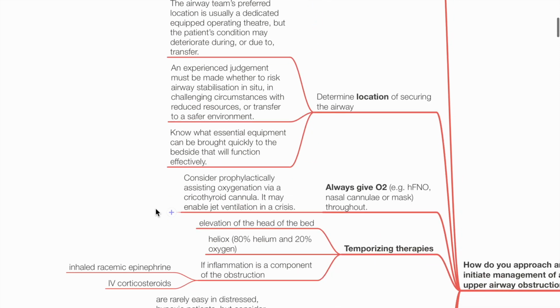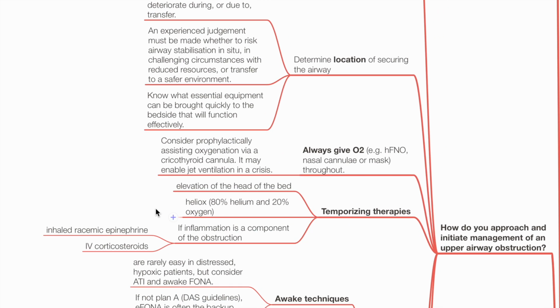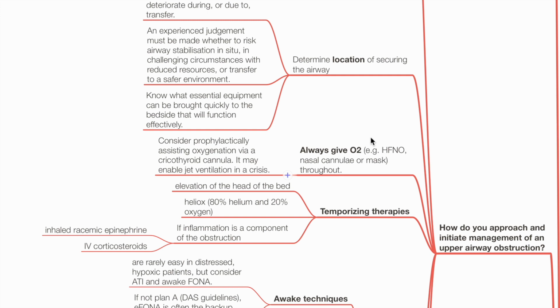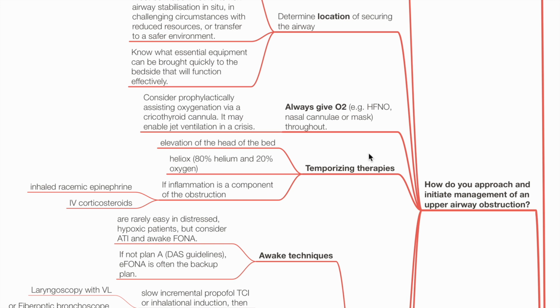Always give supplemental oxygen, such as via high-flow nasal cannula. Consider prophylactically assisting oxygenation via cricothyroid cannula, which may enable jet ventilation in a crisis. Temporizing therapy options include elevation of head of bed, heliox, inhaled racemic adrenaline, and IV corticosteroids.